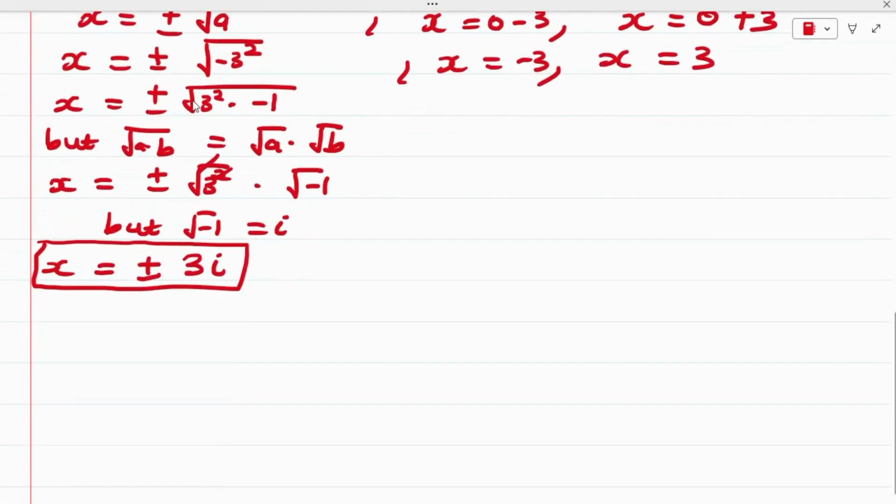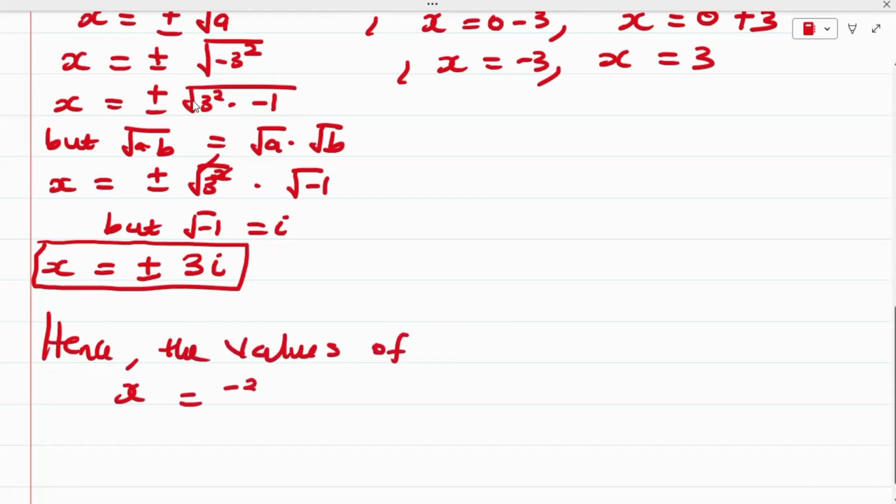So we are going to say, hence, the values of x are given as follows. The values of x are x equals minus 3, 3, plus 3i and minus 3i. So these are the values of x.